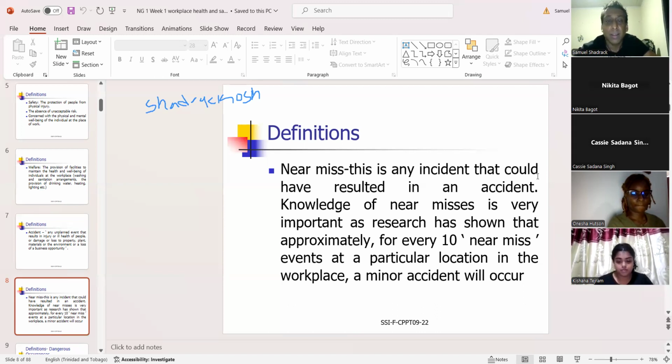Let me keep reading. Knowledge of near misses is very important, as research has shown that approximately for every 10 near miss events at a particular location in the workplace, a minor accident will occur. All right, I'll just stop here for a reason.